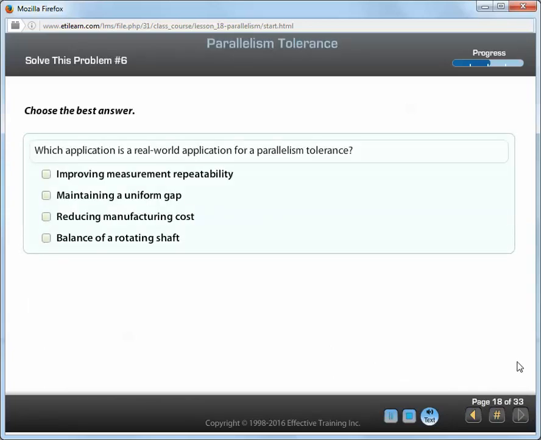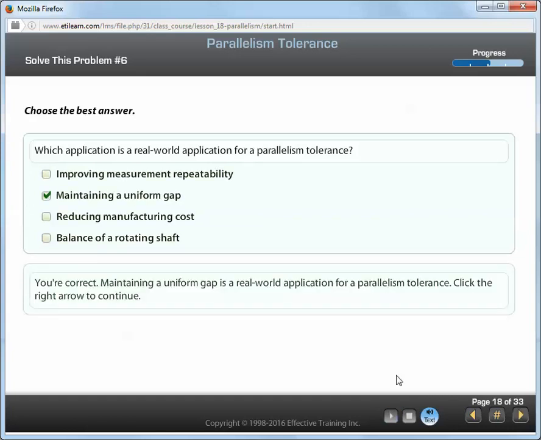Which application is a real-world application for a parallelism tolerance? You're correct. Maintaining a uniform gap is a real-world application for a parallelism tolerance. Click the right arrow to continue.